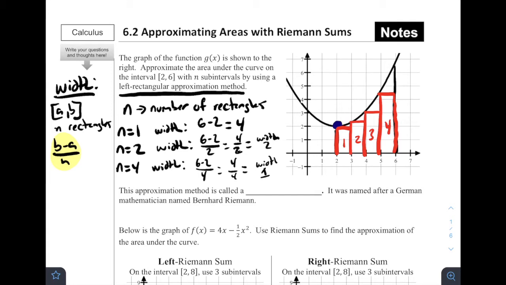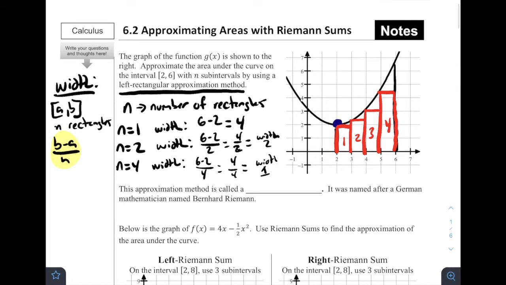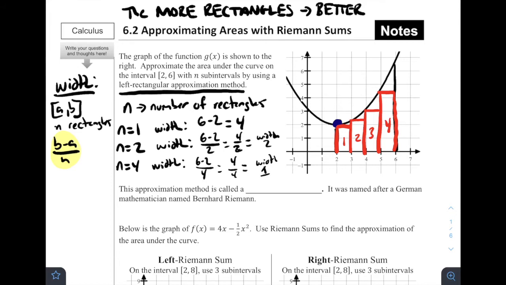Additionally, we just said something really important that I don't want you to miss: what happened as we increased the number of rectangles? It gave us a better estimate. And this is definitely true for Riemann sums overall. The more rectangles, aka the larger n gets, the better the estimate.